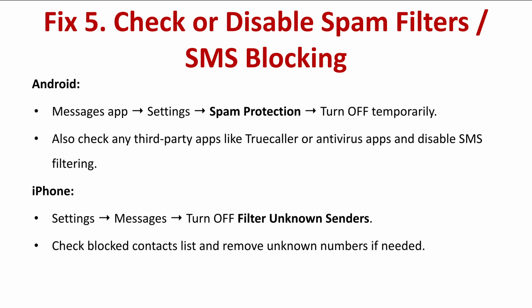So the sixth fix is check or disable spam filters and SMS blocking. In Android, go to Messages app, then settings, then spam protection, then turn it off temporarily. Also check any third party app like Truecaller or antivirus apps and disable SMS filtering. In iPhone, go to settings, then Messages, then turn off filter unknown senders. Check the blocked contact list and remove unknown numbers if needed.